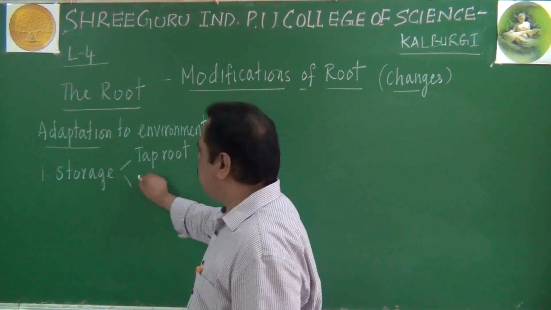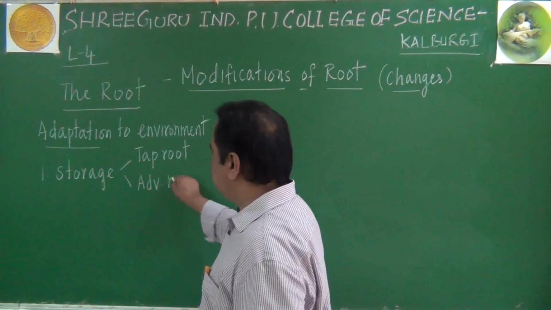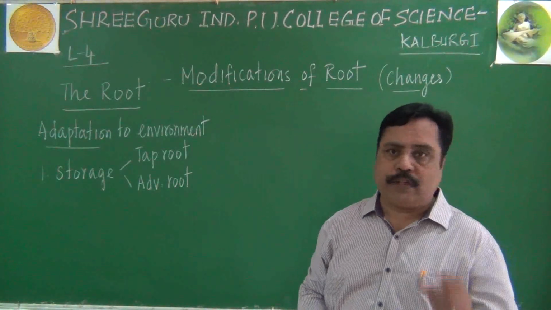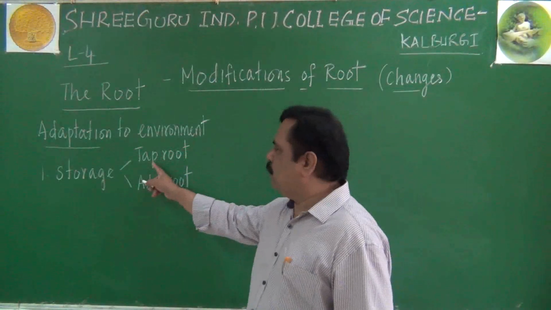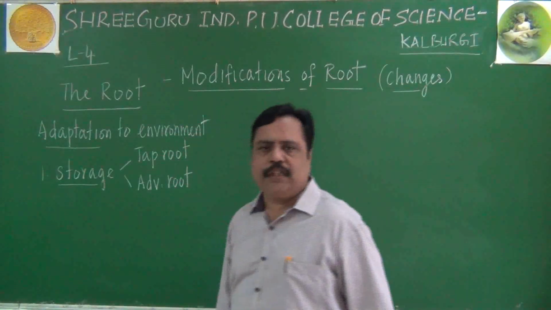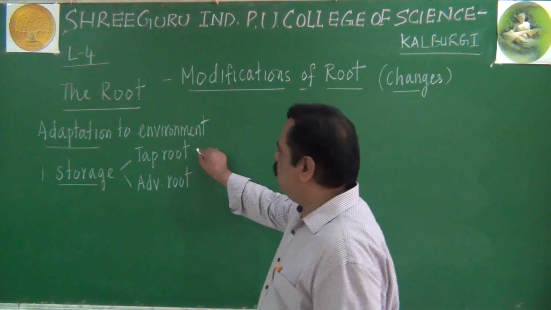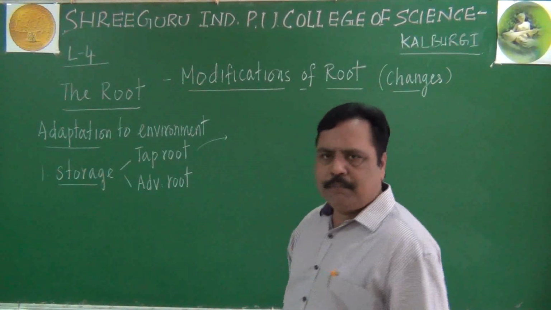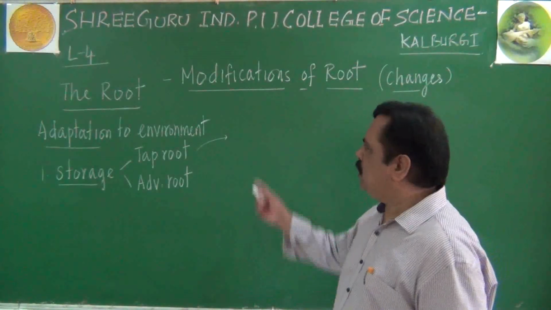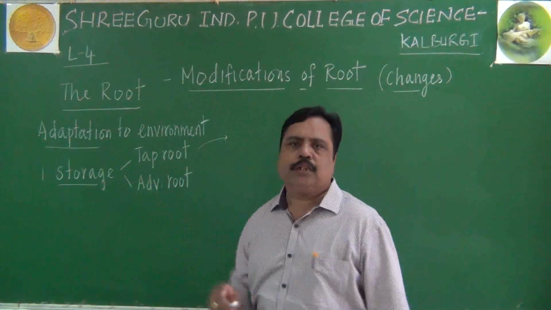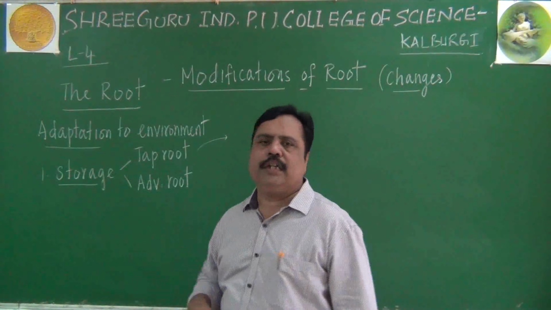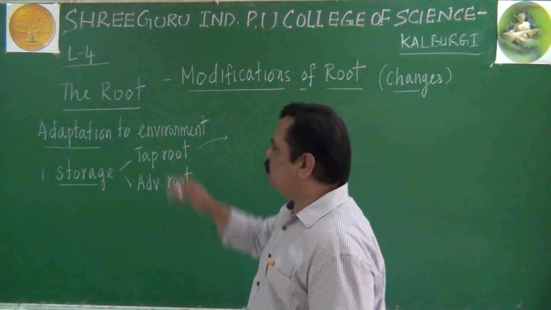And in addition to that, adventitious roots will also undergo some modification for the storage purpose. So for storage purpose, you can come across taproot modification as well as adventitious root modification. Let me tell you about taproot modification in the beginning. Later we will see some other examples also. In your textbook, 3 such modifications for storage have been discussed. What are those 3 modifications?